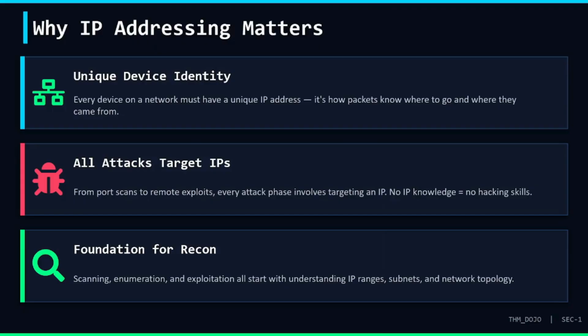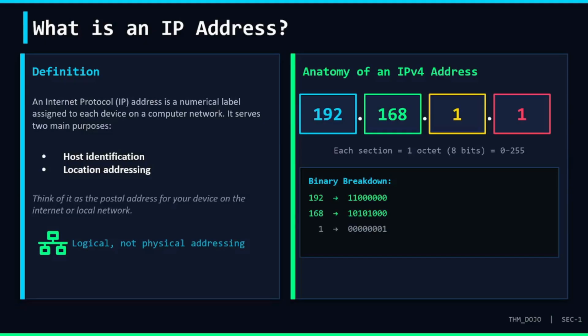So let us understand IP addresses with a short example or real world resemblance. How does Zomato or Amazon deliver products to your exact home? Because every location has an address. Similarly, every device on a network has an IP address. So why does an IP address matter? Every device needs a unique identity. IP addresses act as identity, location, and communication. No IP knowledge equals no hacking skills.